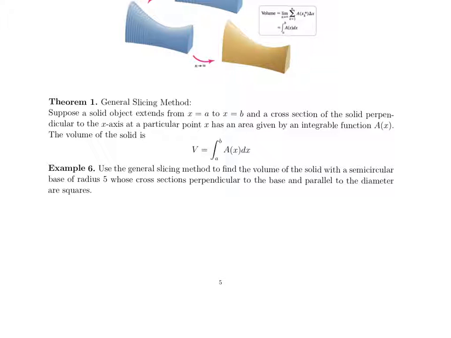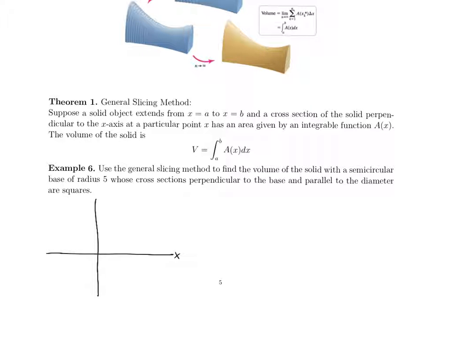So let's go through and just do this first example to make some sense out of this. We're going to use the general slicing method to find the volume of a solid that has a semicircular base of radius 5, and then the cross sections, we'll be able to draw that on top, what those cross sections are going to look like. They're going to be perpendicular to the base and parallel to the diameter. So let's try to visualize what it is that we have going.